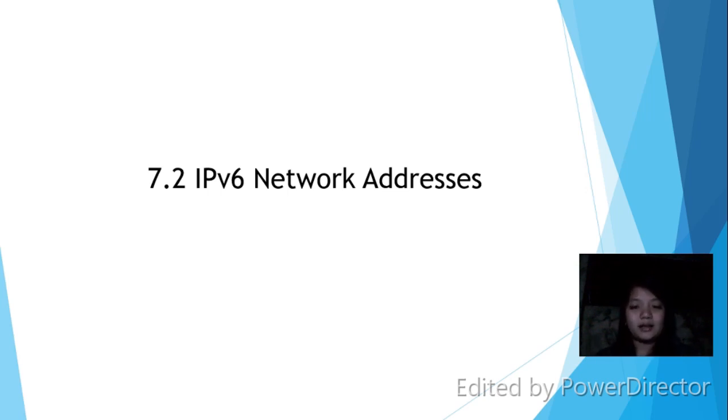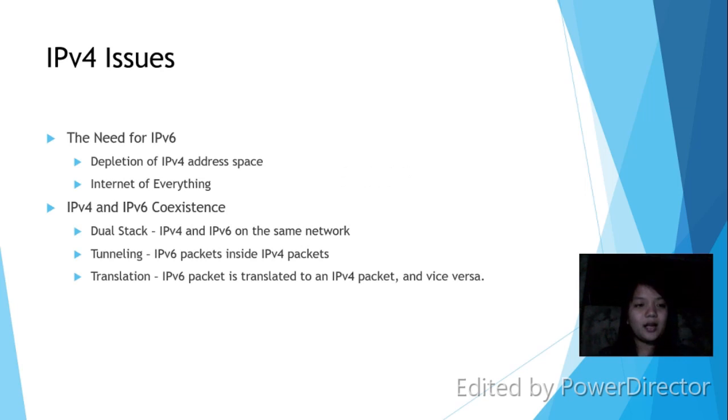IPv6 network addresses. IPv4 issues: the need for IPv6. IPv4 is not enough for us, so that's why we need IPv6. We need IPv6 because the address space of IPv4 is not enough, or it has a depletion. Then the Internet of Everything.